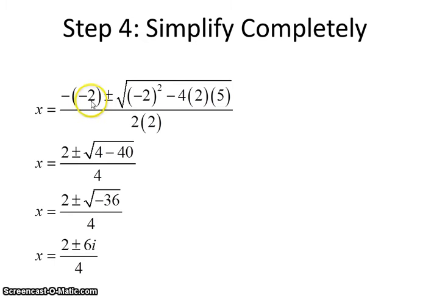So in this case, negative of negative 2 is positive 2. The negative 2 squared is equal to 4, minus 4 times 2 times 5 is 40. So inside of the square root we've got 4 minus 40, which is negative 36. So inside of the square root is negative. That means our two solutions are going to be imaginary, or they're going to contain i. So the square root of negative 36 is 6i, and so we're down to 2 plus or minus 6i over 4, but we can simplify this further.